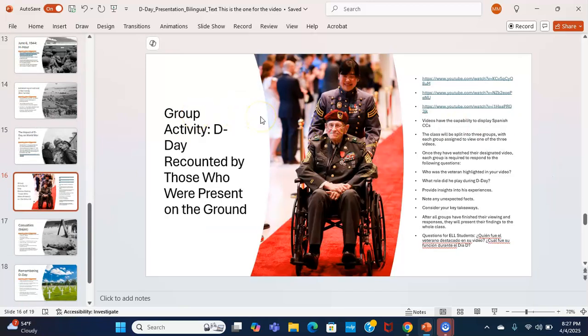Here is the group activity. What students will do is they will watch. Students are divided into groups and assigned one of 3 veteran interview videos. So each group will be assigned one of these videos. And for ELL learners, there are Spanish subtitles for them to read, to help them understand.